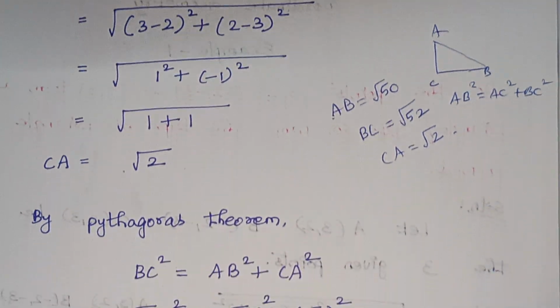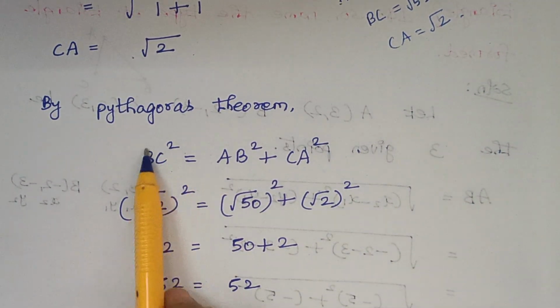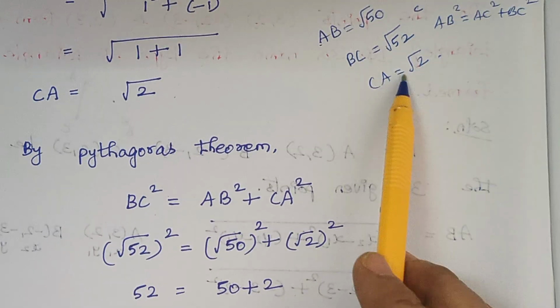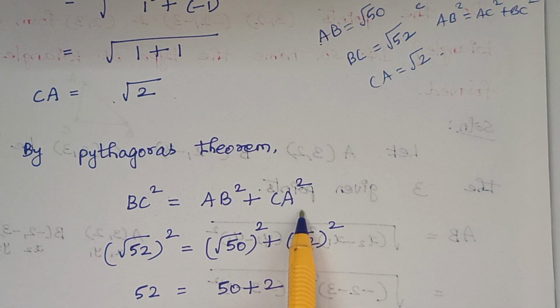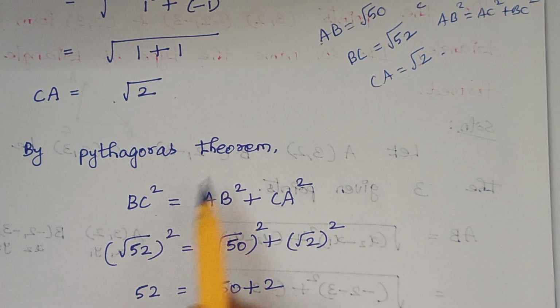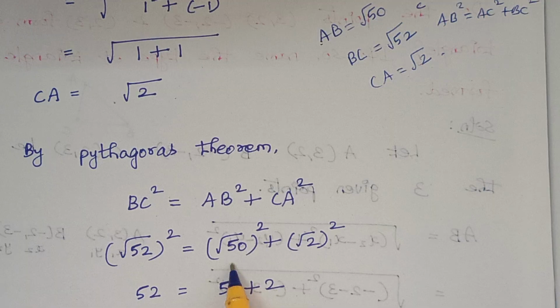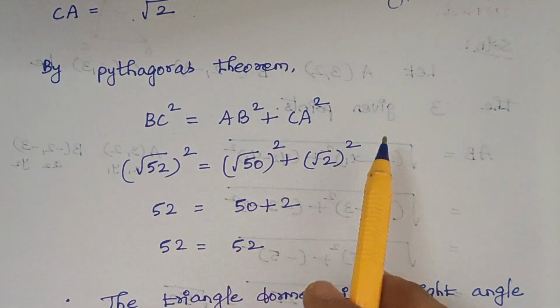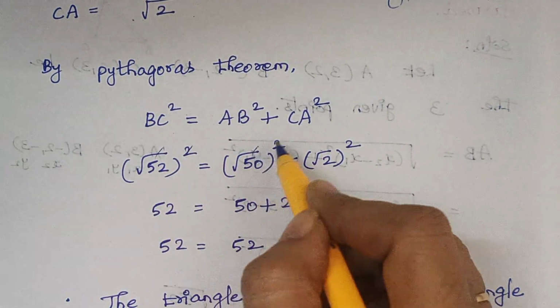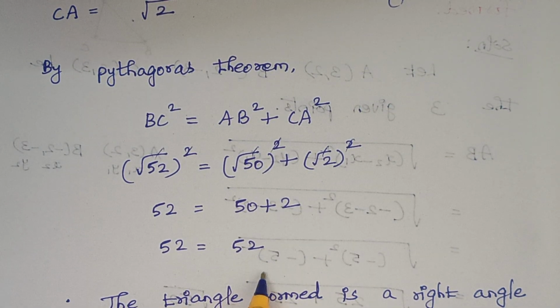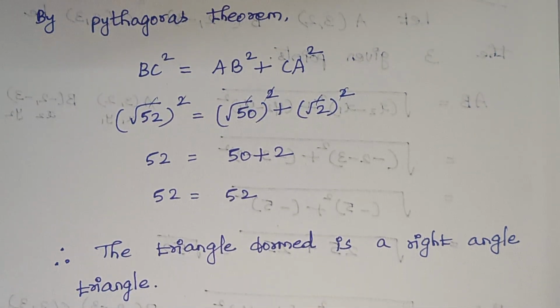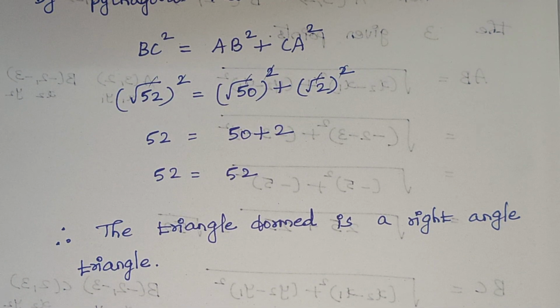So by Pythagoras theorem, the lengthiest side is BC because BC has the highest value here. So BC square is equal to AB square plus CA square, or AC square, both mean the same. BC is square root of 52, AB is square root of 50 and CA is square root of 2. Once you square the values, the square root and square get cancelled. And finally, we get 52 is equal to 50 plus 2, which is obviously true. Therefore, the triangle formed is a right angle triangle. So this problem gets over.